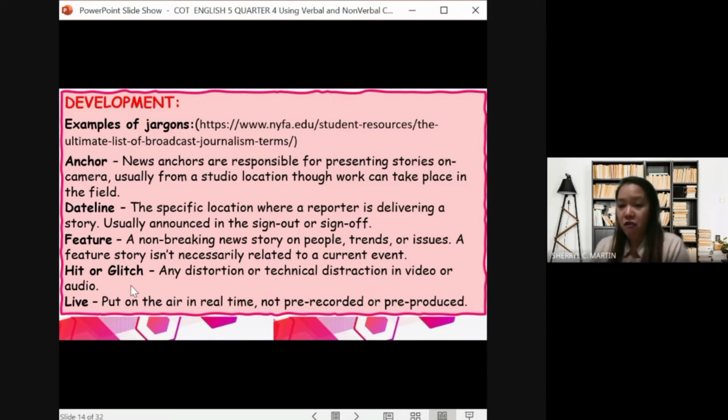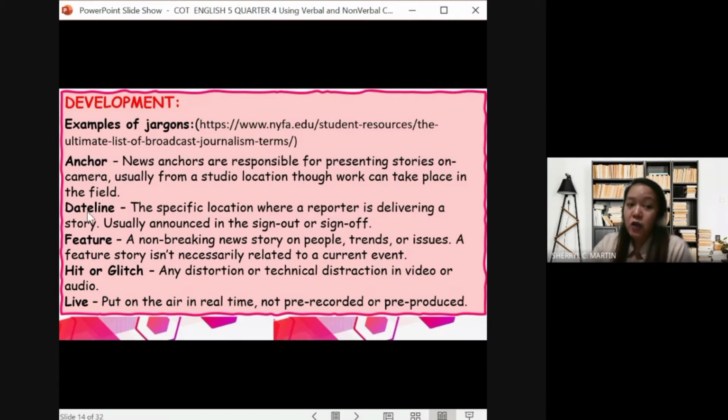Next, live. Put on the air in real time. So alam na alam nyo to. Pag sinabing naka-live si President Duterte, ibig sabihin, in real time ang kanyang news na pinapakita. Ganon.